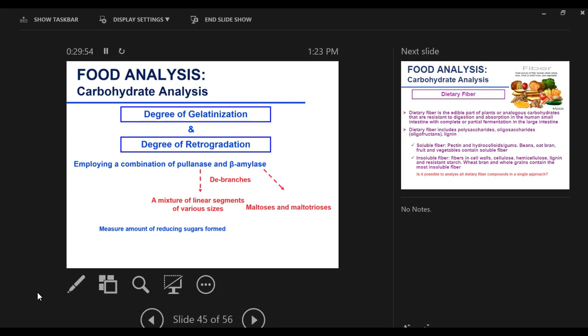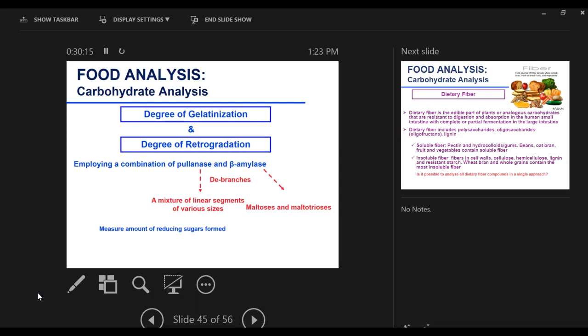Yes? So can amylase only hydrolyze gelatinized starch? Beta amylase. Alpha amylase would prefer, is more active with gelatinized starch, but can also hydrolyze a raw starch. But beta amylase, you have to have the starch in the gelatinized form for it to act.